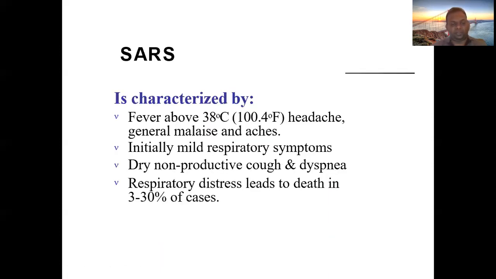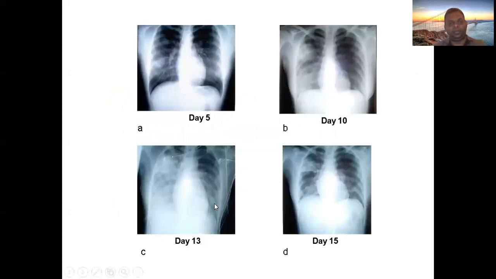There are no specific characters. Same fever, headache, general malaise, initial mild respiratory symptoms, dry non-productive cough, and respiratory distress lead to deaths in 3 to 30% of cases. These are how the bronchopneumonia develops, with the healing phase. But for the radiology, it takes 2 to 6 weeks to show the healing.